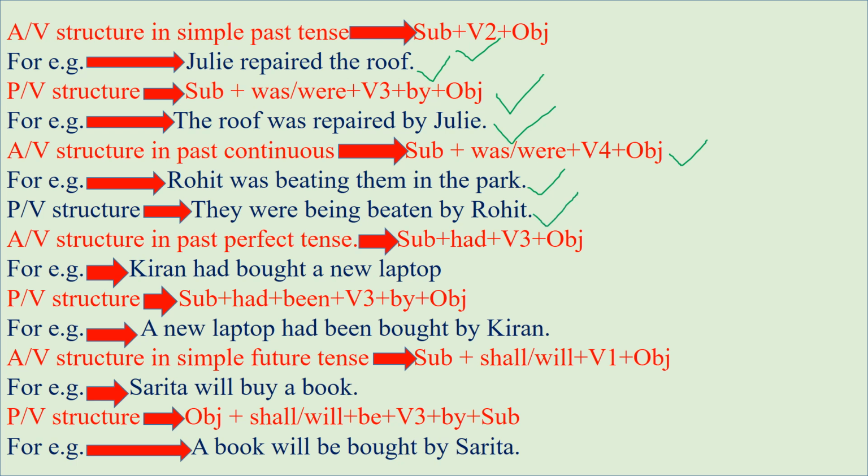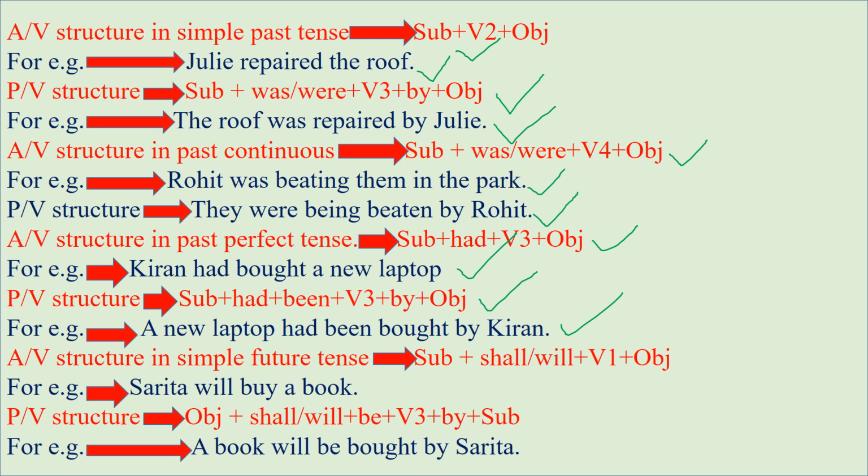Active voice structure in the past perfect tense is subject plus had plus verb 3 plus object. For example, Kiran had bought a new laptop. Passive voice structure is subject plus had been plus verb 3 plus by plus object. For example, a new laptop had been bought by Kiran.